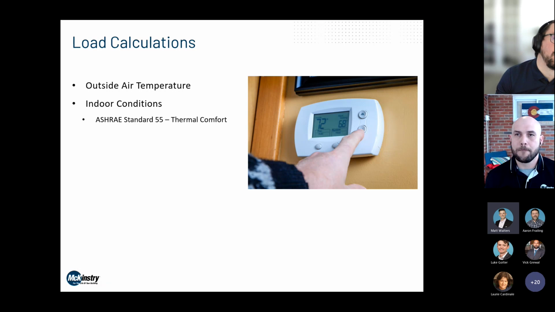To piggyback off that, I'm also curious about urban heat island and if that's a consideration, kind of similar wavelength.